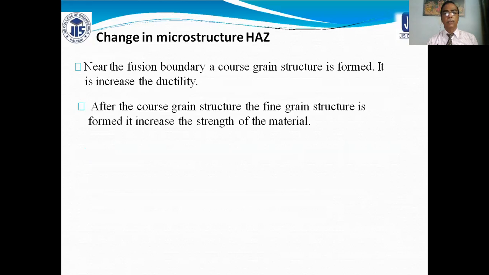Changes in microstructure in the HAZ: near the fusion boundary, a coarse grain structure is formed. This increases the ductility. After the coarse grain structure, a fine grain structure is formed. It increases the strength of the material.